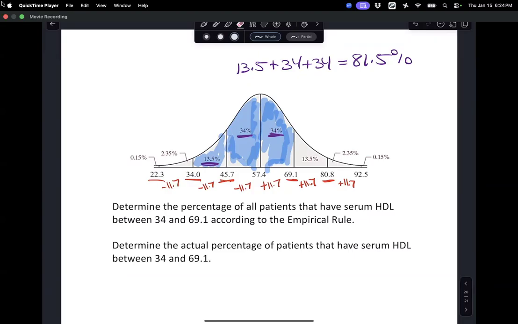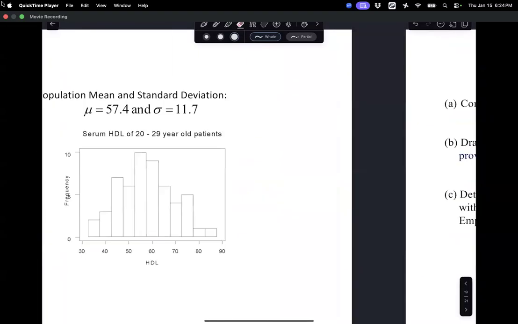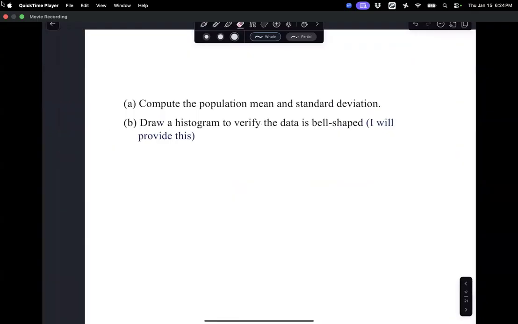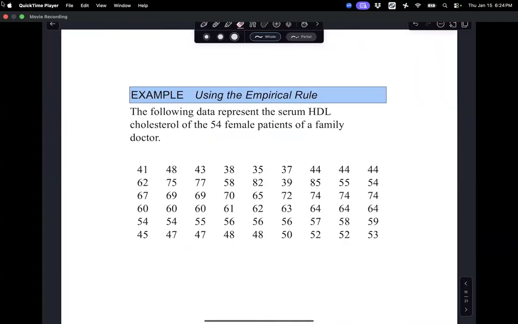Now we're going to go back and we're going to figure out the actual. We're going to look at the data and we're going to find the ones that are between 34 and 69.1. And we're going to see how close we are. So I'm going to jump back. I'm going to write the numbers down because otherwise I'll forget. So it was 34 and 69.1. These are the numbers we're looking at between. I'm just going to circle them.